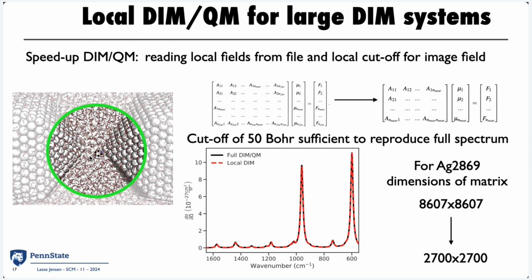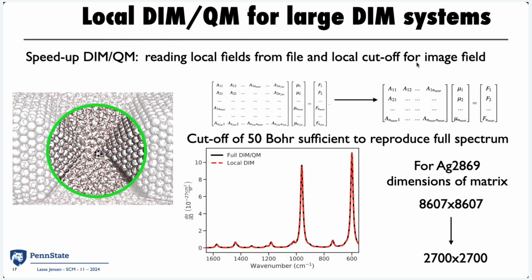They start to take longer time than actually solving for the QM. So to really speed this up, we have implemented two things to make this fast. The first is that we can reuse the local fields, since they only depend on the metal nanoparticle. We can pre-calculate them, which saves a lot of time when we deal with the Raman spectrum, where we have to calculate the local field for many different vibrational modes. For this case, we can just read them in from file.